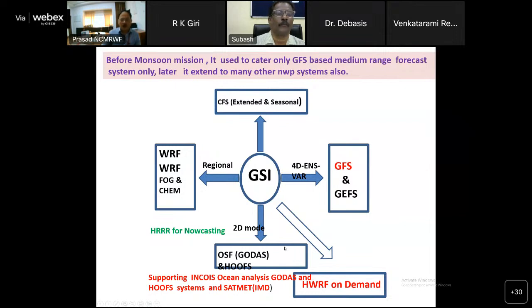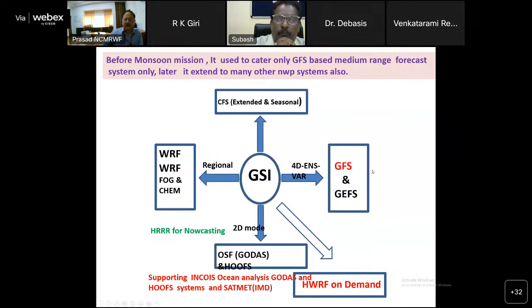And at organizations like INCOIS, they started GODAS, an ocean analysis system, using the initial conditions generated in the model. And for forecasting, the HWRF system also plays a role. This means for various purposes, we have different systems in place, and they are supported by the global system that is run as the global medium range forecast system at different labs.